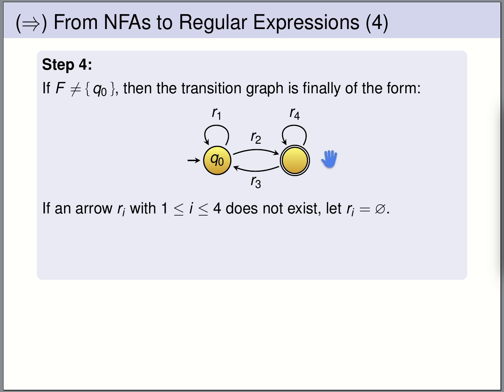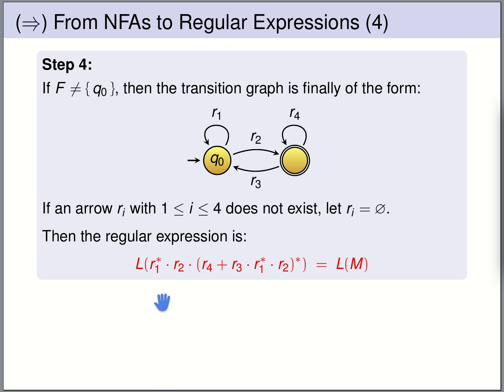Now, how do we read off a regular expression from this automaton? The idea is that we want this regular expression to capture all possible paths from the starting state to the final state. Now, this is the regular expression that we end up with, and let me explain how this is derived. First, we start in the starting state, and we can take an arbitrary number of times this R1 loop. So this gives rise to R1 star. Afterwards, in order to get to a final state, we have to take the R2 transition. This gives rise to this R2.